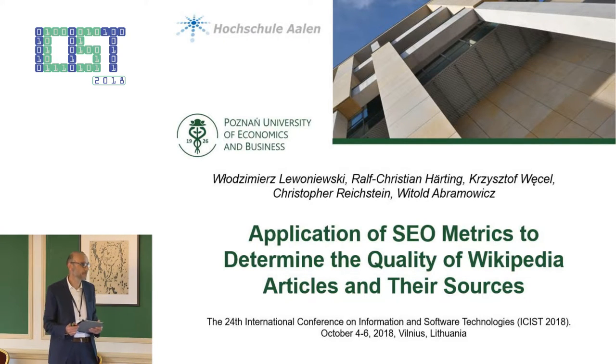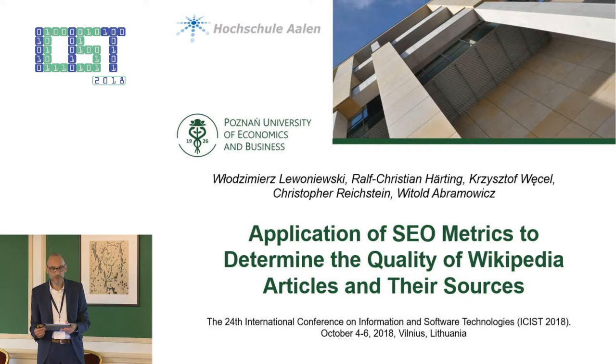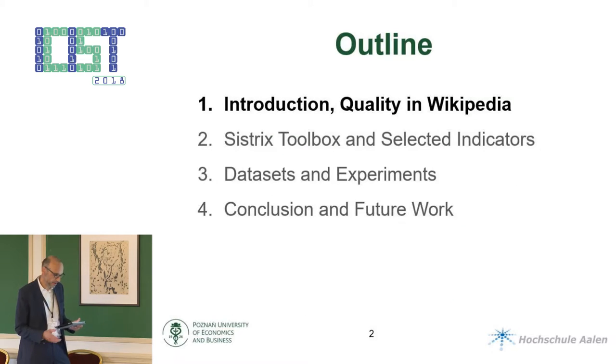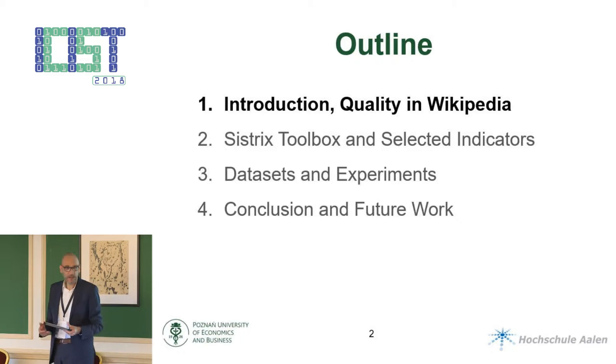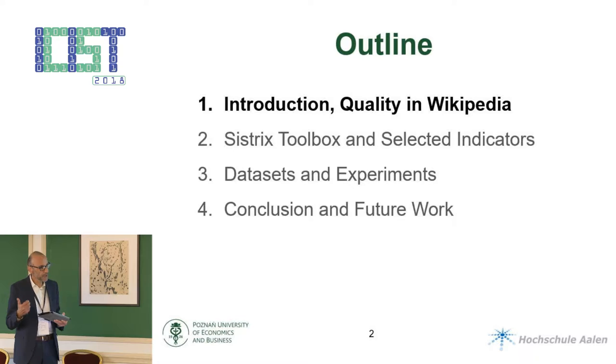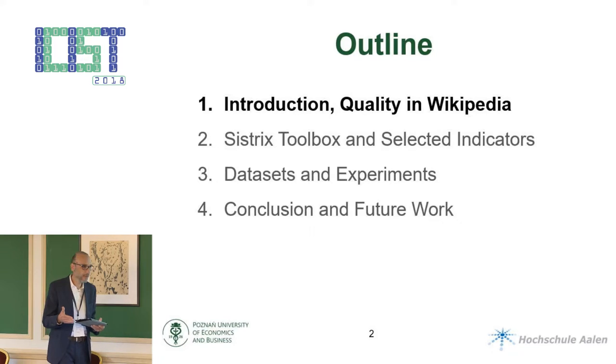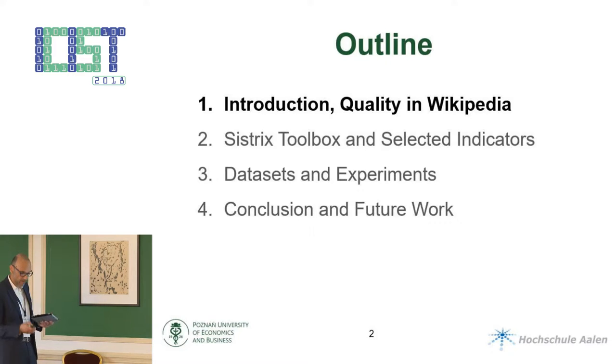It's a pleasure to present our joint research project of Aalen University and Potsdam University. Potsdam University has been doing research for a long time on the quality of Wikipedia articles, and we are doing research on search engine marketing metrics. In our project we try to combine both, and therefore we formulated a research question: how can we use SEO indicators, also indicators of search engine optimization tools, for measuring the quality of Wikipedia articles? What is the assessment of these indicators for measuring the quality of Wikipedia articles? That was our research question.